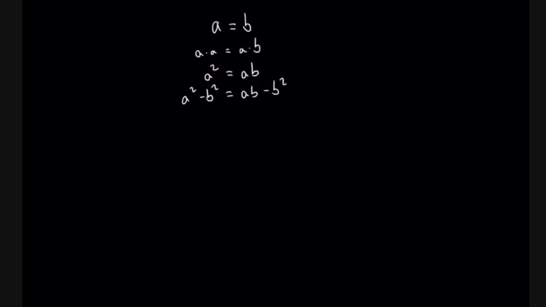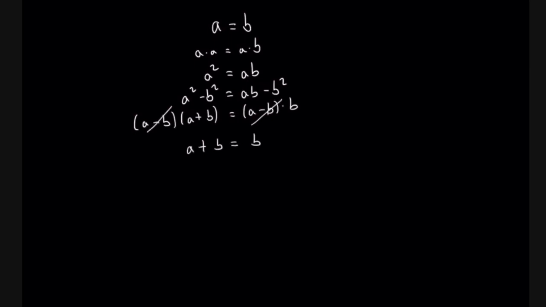Now we can use some of the binomial rules and the distributive rule to do the following. The left side, we can write as a minus b times a plus b. And on the right side, we can write a minus b times b. So on the right side, this is the distributive rule, and on the left side, the third binomial rule. Now we divide both sides by a minus b, so we can actually factor this out. And so what we have is a plus b equals b.